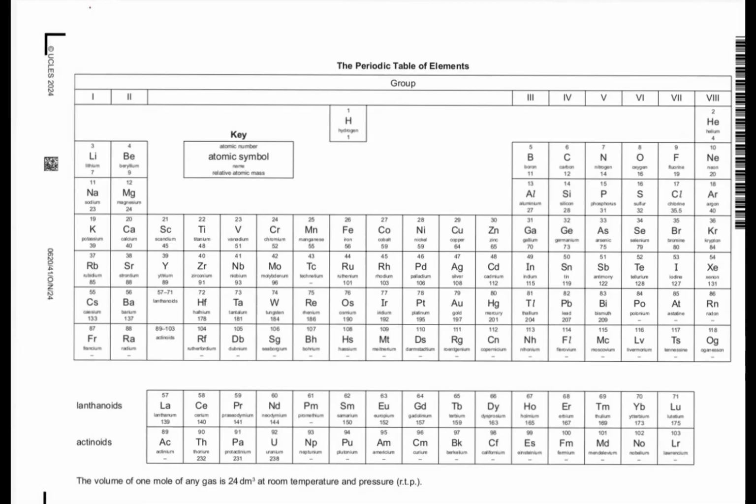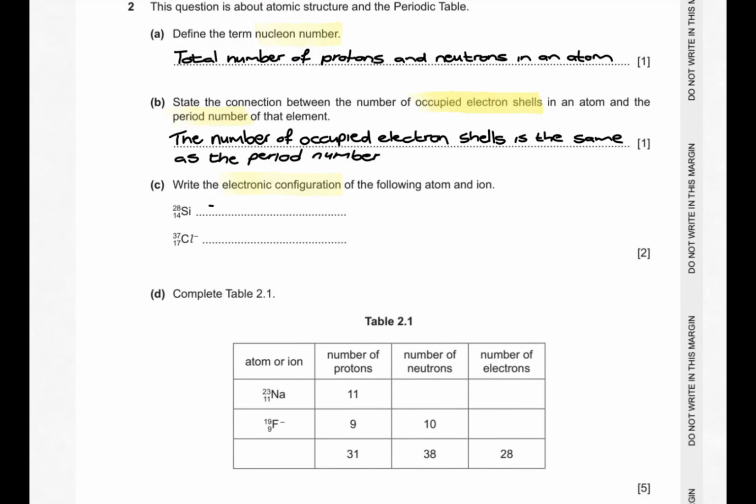So let's go to our periodic table. Here we can see silicon. Now silicon is in period 3. So that would be 1, 2, 1, 2, 3, 4, 5, 6, 7, 8. And then 1, 2, 3, 4. So the electron configuration is 2, 8, 4.